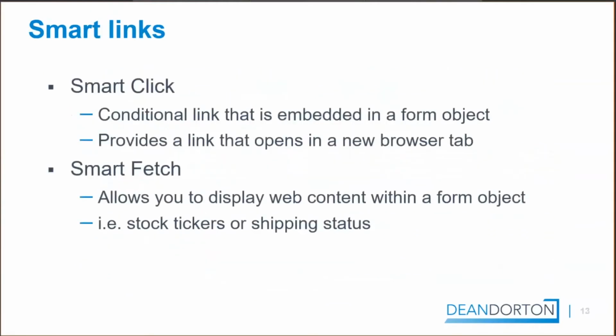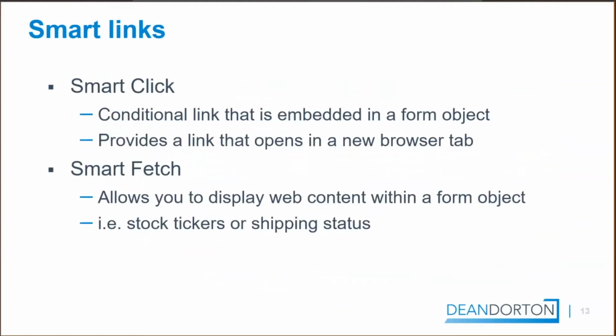So now getting into some of the smart actions. Briefly want to go through smart links. There's two different types of smart links. As you see here, a smart click, right? This is something where you can embed into a screen, right? They call it the form object, but it's based off of a condition.